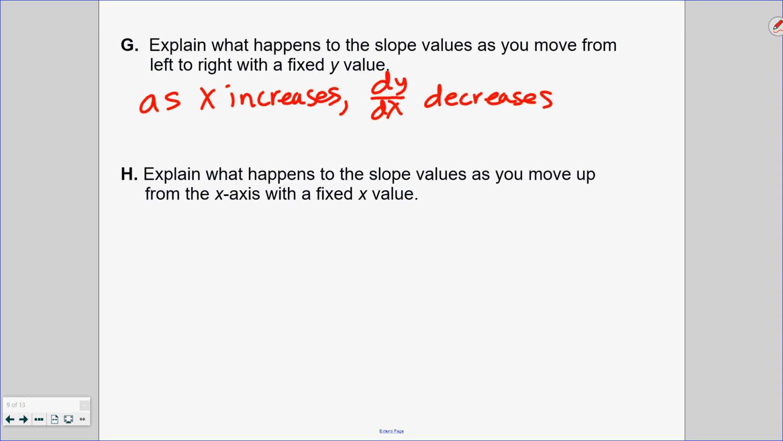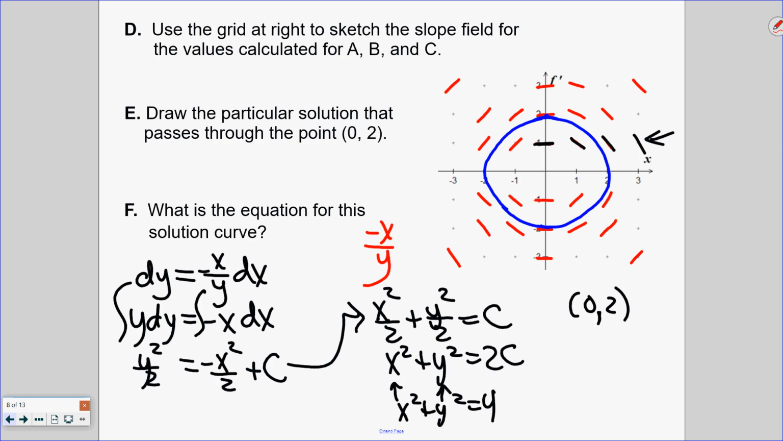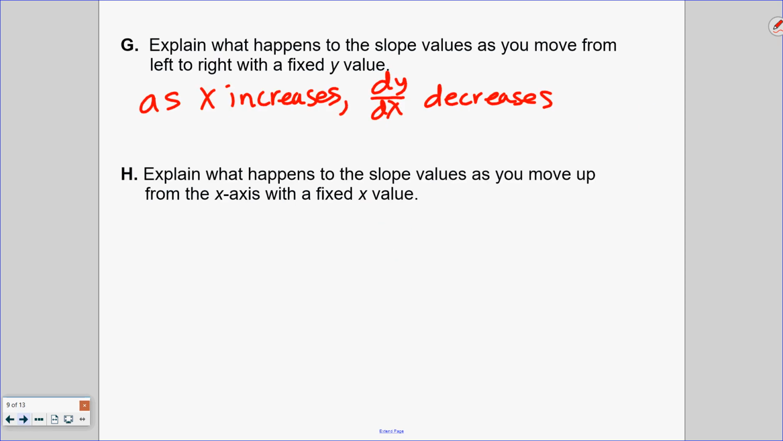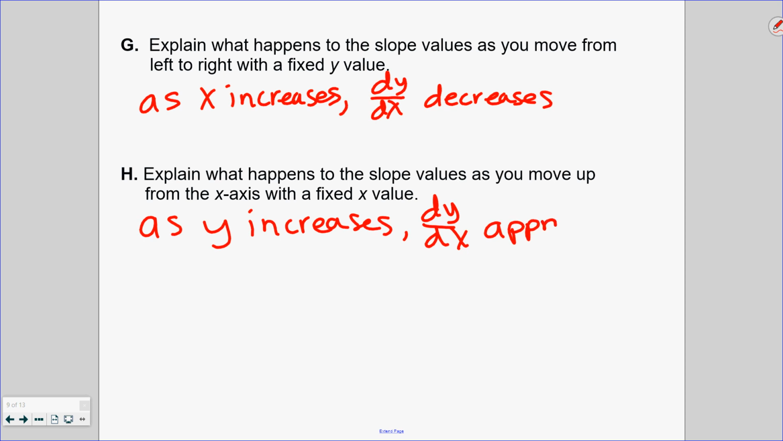So it's getting smaller. If we go up the y-axis with a fixed x value, say this vertical line right here, what is happening? Well, as y increases, we see that we are getting flatter and flatter until it's approaching 0. It's flattening out. So as y increases, we see that dy/dx actually approaches 0. It's getting flatter, so it's getting closer and closer to 0.